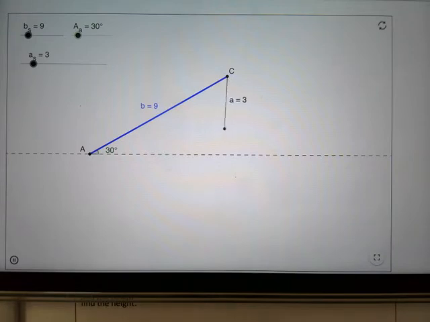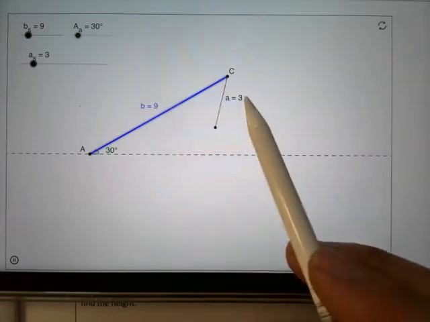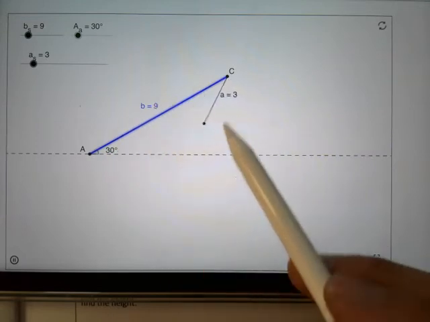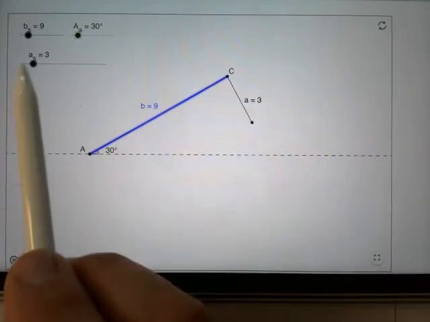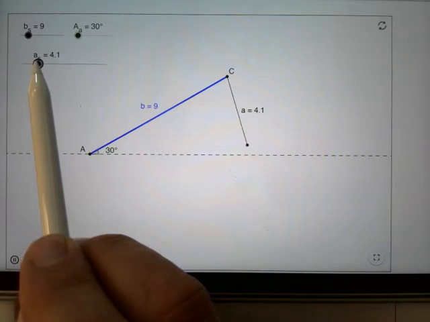Is it 4.5? Okay. What's the side length here? This is the SSA, right? In this case, it's shorter than the height. There's no triangle, right? So what if we were to extend that? If I get it to 4.5, it's going to be very hard to do, but I'm going to try.